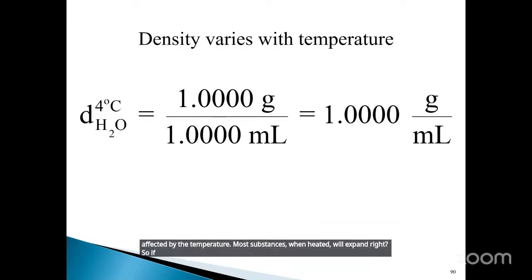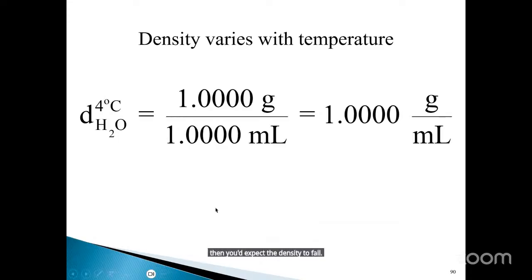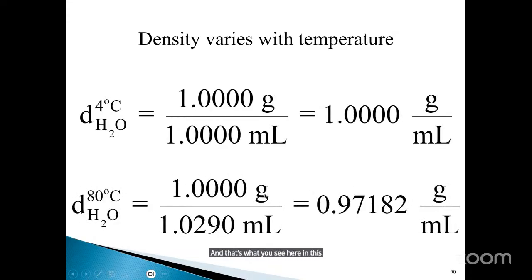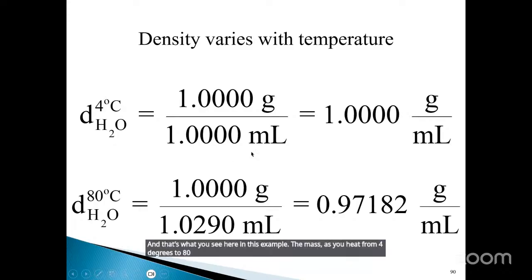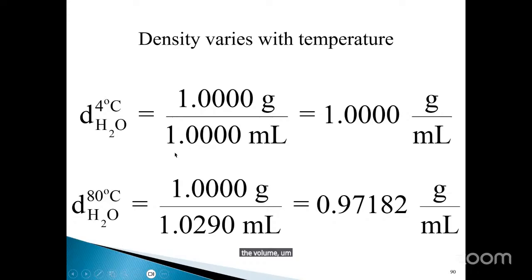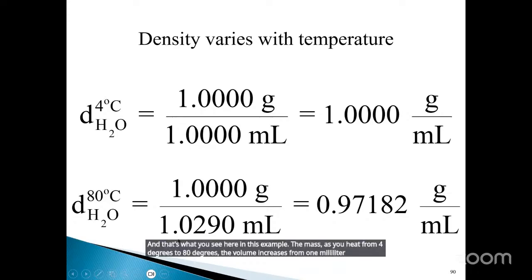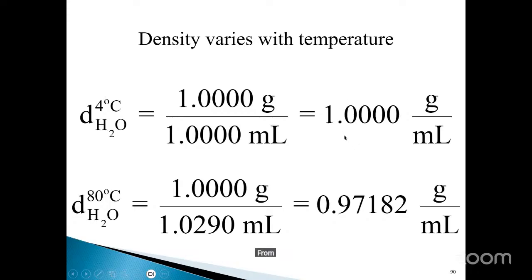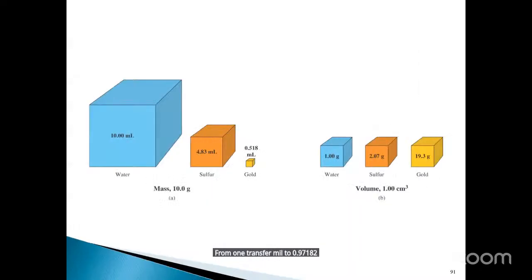So if the volume expands and the mass remains the same, then you'd expect the density to fall. And that's what you see here in this example. As you heat from 4 degrees to 80 degrees, the volume increases from 1 milliliter to 1.0290 milliliters. And as a result, the density will decrease slightly from 1 gram per mil to 0.97182 gram per mil.